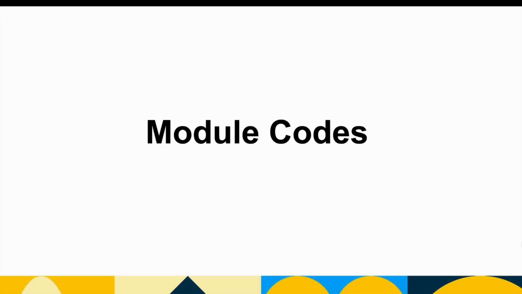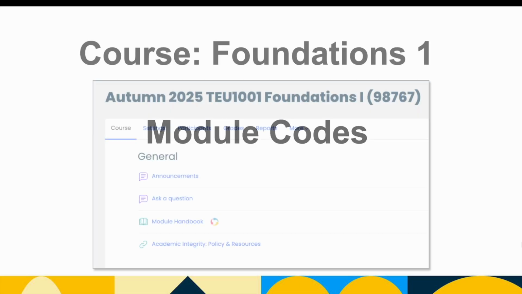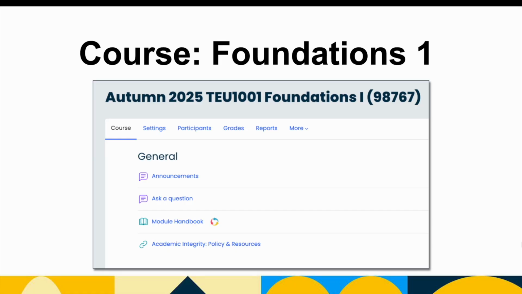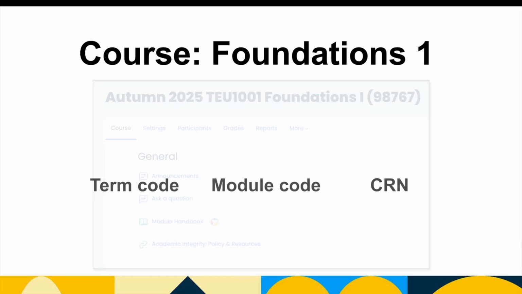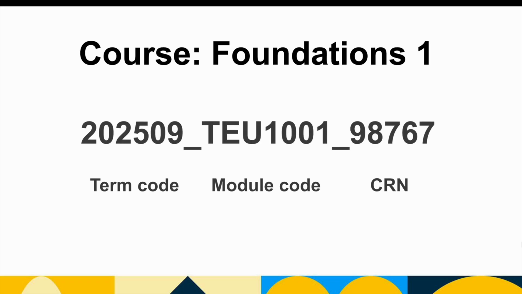Before we import content across pages, let's briefly explore the Loop naming convention to identify exactly which pages we're working from. For this example module called Foundations 1, our Loop page title is Autumn 2025 TEU 1001 Foundations 1, then in parentheses 98767. The page's short name is 2025-09_TEU 1001_98767. We'll need to recognize these codes when we're importing content across courses. The short name has three components: the term, the module code, and the unique 5-digit course reference number, or CRN.